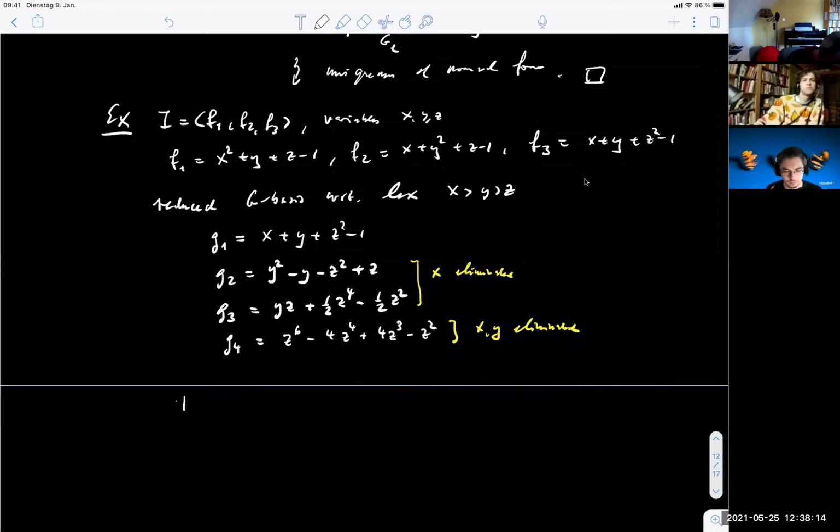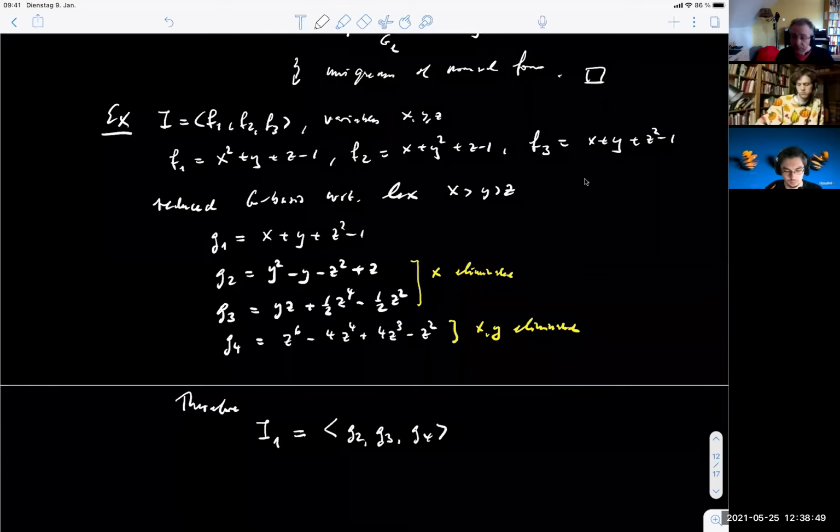So therefore, now I apply my theorem. It says the second elimination ideal is the one where the x is eliminated. Let's write first the I1, that's more meaningful. When x is eliminated, what remains is G2, G3, G4. And if I eliminate x and y, what remains is a single polynomial G4.